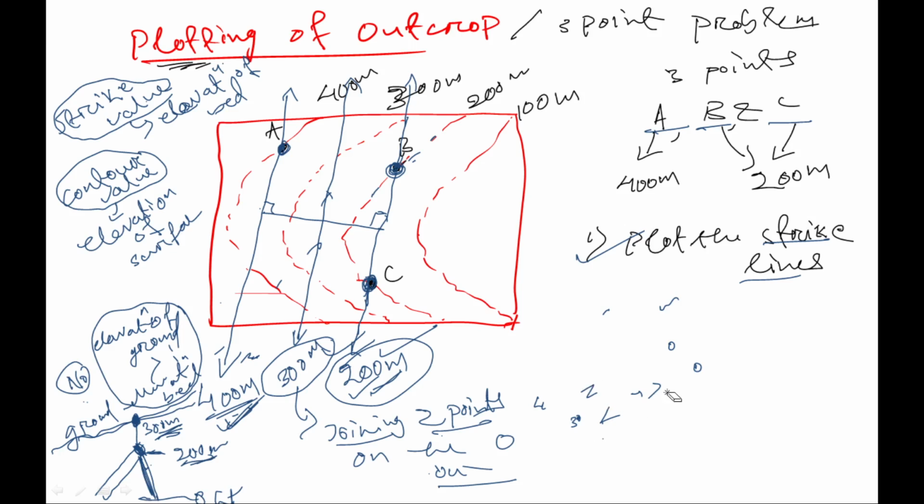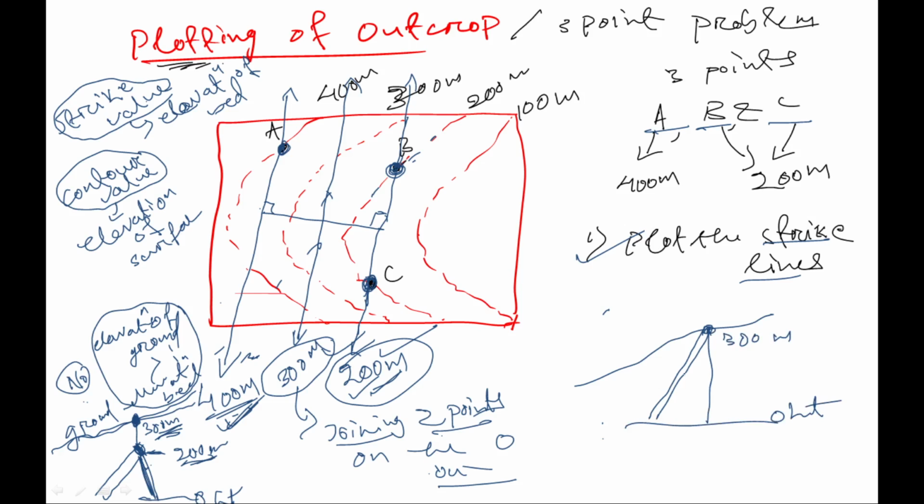Then I'll show another example here. When can you see the bed? The bed only when ground surface and the bed have the same elevation. Both of them will have 300 meter elevation. If the bed has 300 meter elevation and the ground surface will also have elevation of 300 meter, then only you can find the outcrop there. Here the bed outcrops.